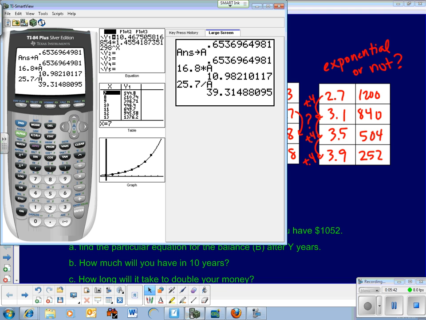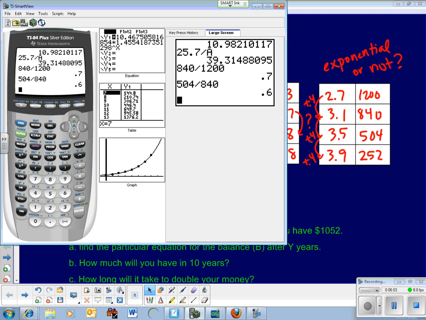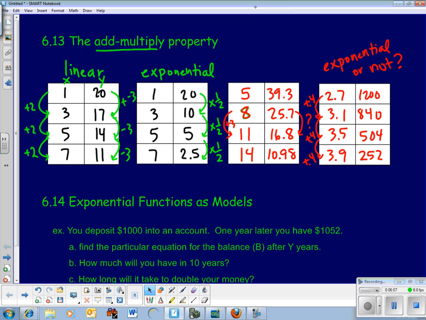So let's check it out. 840 divided by 1200, which is the number I need to multiply 1200 by to get 840, is 0.7. 504 divided by 840 is 0.6. So right away you can tell, I didn't even have to check the last one, this is not a constant multiply. If this were exponential, the add multiply property would work. That's the other type of question they could ask you.